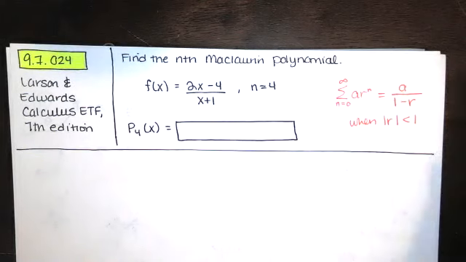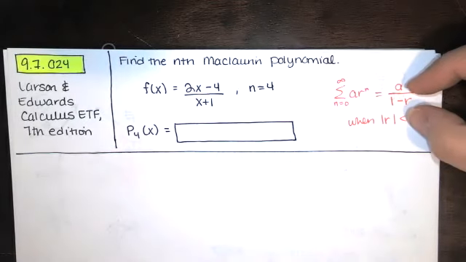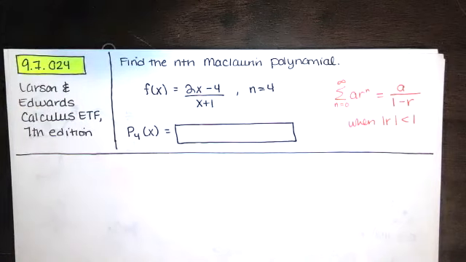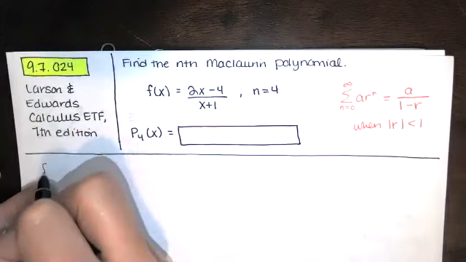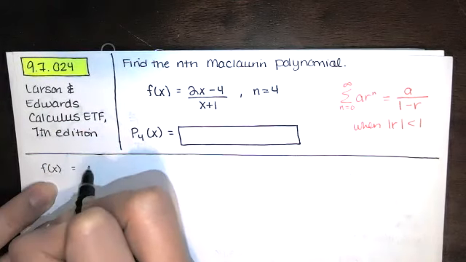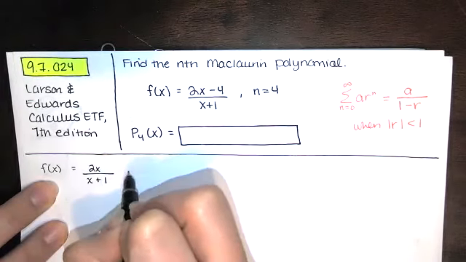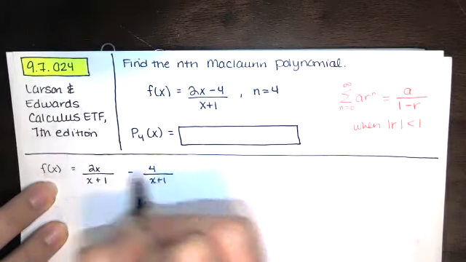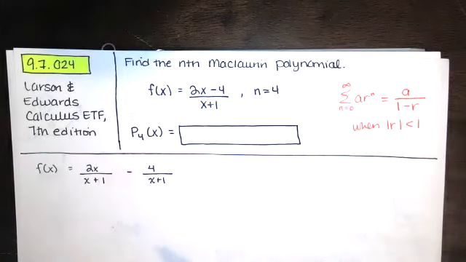So when I see this, I see something that looks a lot like that. It doesn't look exactly like that yet, but if I look at the 2x over the x plus 1, it kind of has that form. If I look at the negative 4 over the x plus 1, it kind of has that form. So what I recommend we do is we write this as a sum of two expressions that look like that, and then find the geometric series for each part, and then just expand them and keep all the terms that go up to the x to the 4th term.